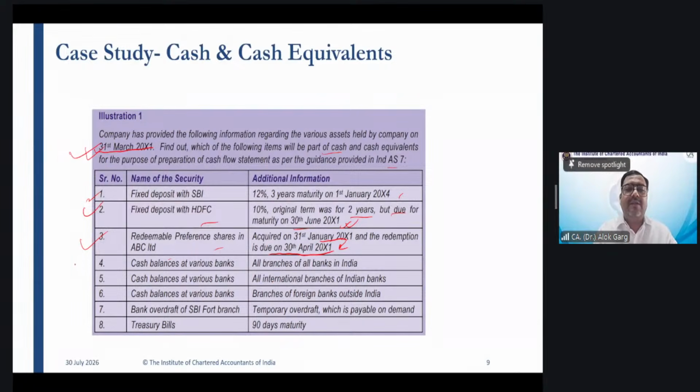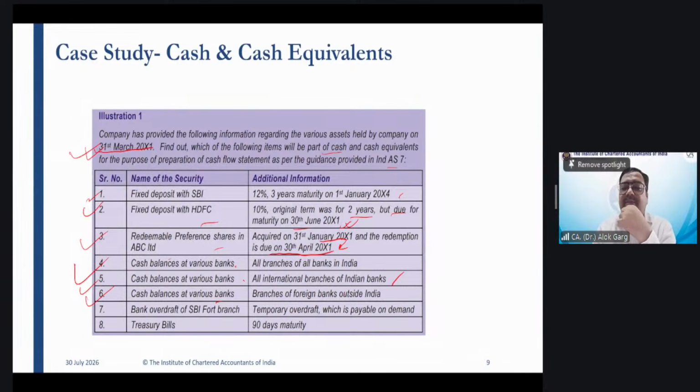Okay. Cash balances at various branches. Cash balance at various banks. All branches of bank in India. Whether it is cash and cash equivalent, answer is yes. Cash balance at various bank, international branches of Indian Bank. Tell me point number 5. Is it a cash and cash equivalent or not? You have a cash balance at various bank in the international branches. All international branches of Indian banks. Yes, it is a cash and cash equivalent.